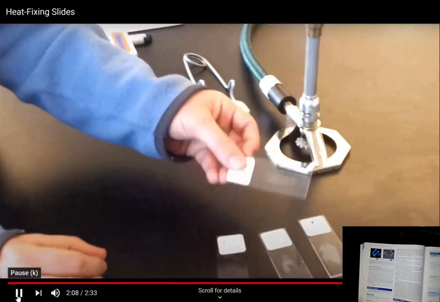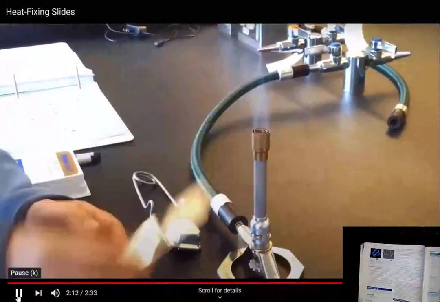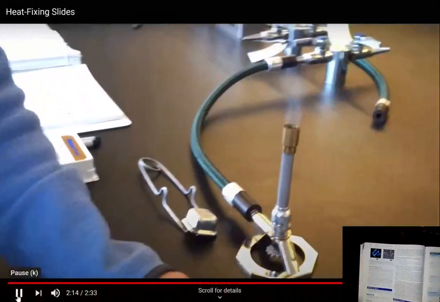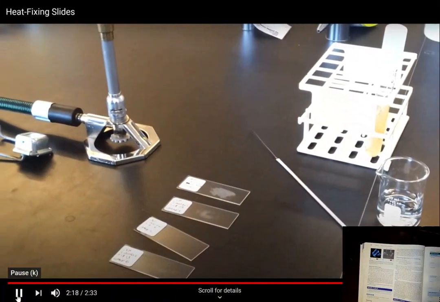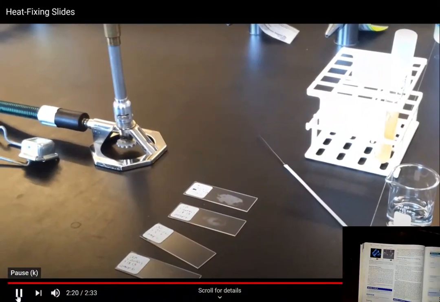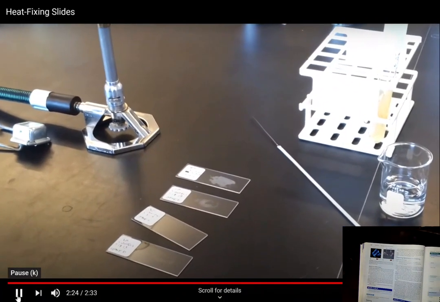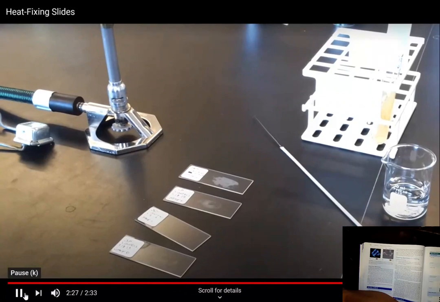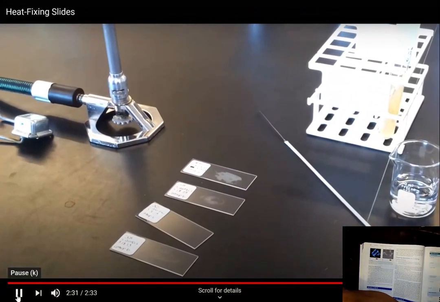And then the last one. 1, 2, 3. So now they're heat fixed. I can put them in my slide box if I want. If I decide they're no good, I don't even want to bother gram staining them. I might put them over on the waste cart. But a lot of times when you're beginning, you should gram stain all of them until you can get a feel for what makes a good slide and what makes a bad slide.